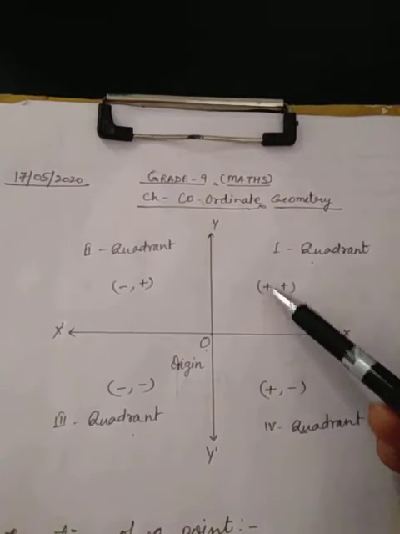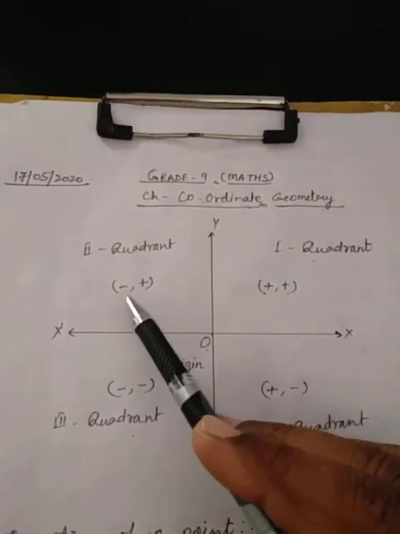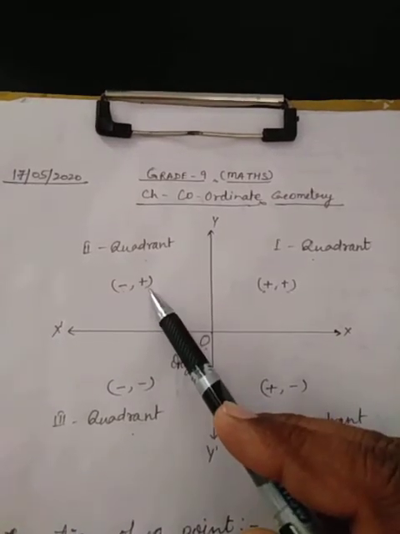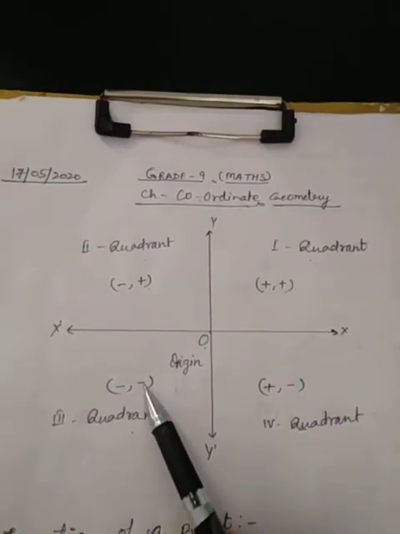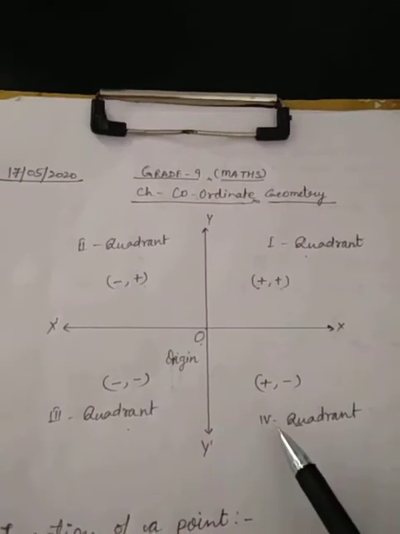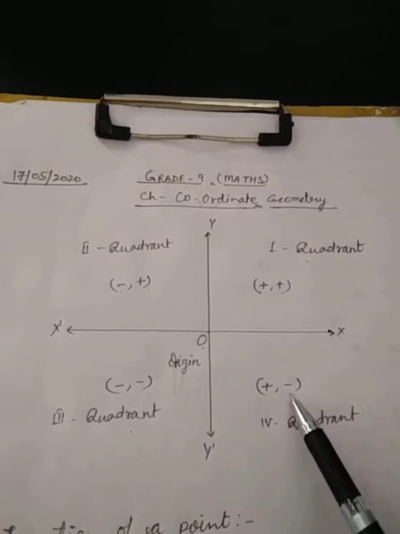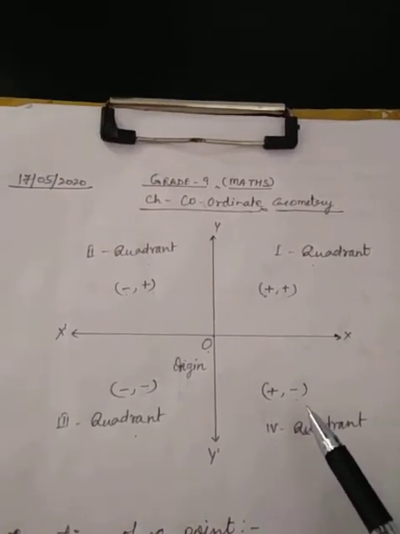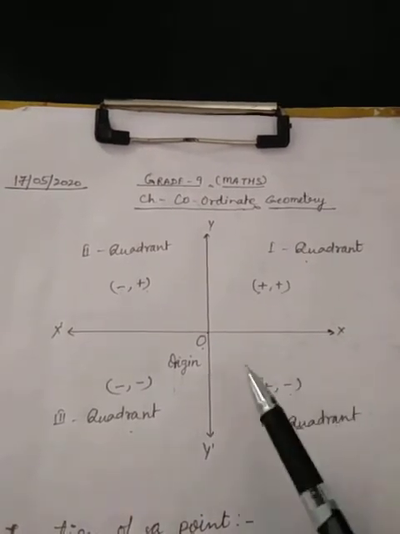In the first quadrant, abscissa as well as ordinate both are positive. In the second quadrant, abscissa is negative and ordinate is positive. In the third quadrant, abscissa as well as ordinate both will be negative, and in the fourth quadrant, abscissa is positive and ordinate is negative. Okay, this is the fundamental, and then after we will proceed to the location of a point, right? So please remember these points.